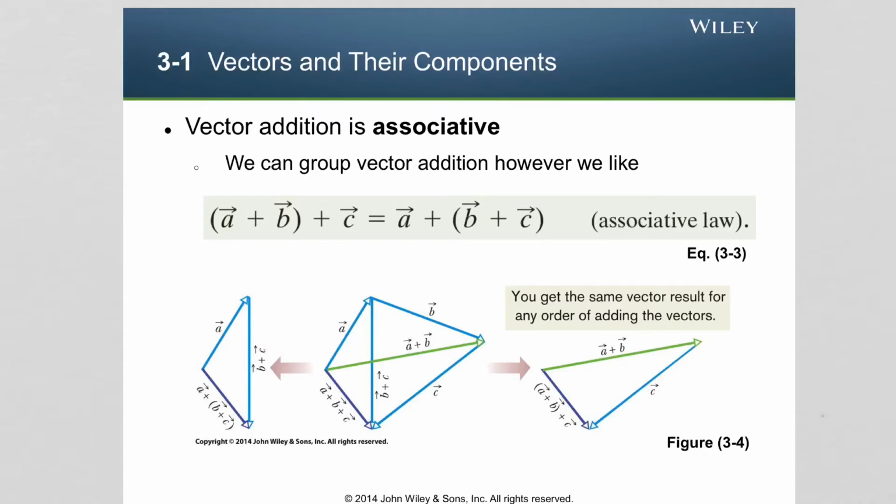If we look to the left, we have here the sum of b plus c, added by the tail to head rule. And then to b plus c, we're adding a, again using the tail to head rule. And the resultant is a plus b plus c. Now if you compare the two vectors, you would see that they are identical, they have the same direction, same magnitude. So one more time, vector addition is associative, and the order in which the three vectors are added doesn't matter, it produces the same result.